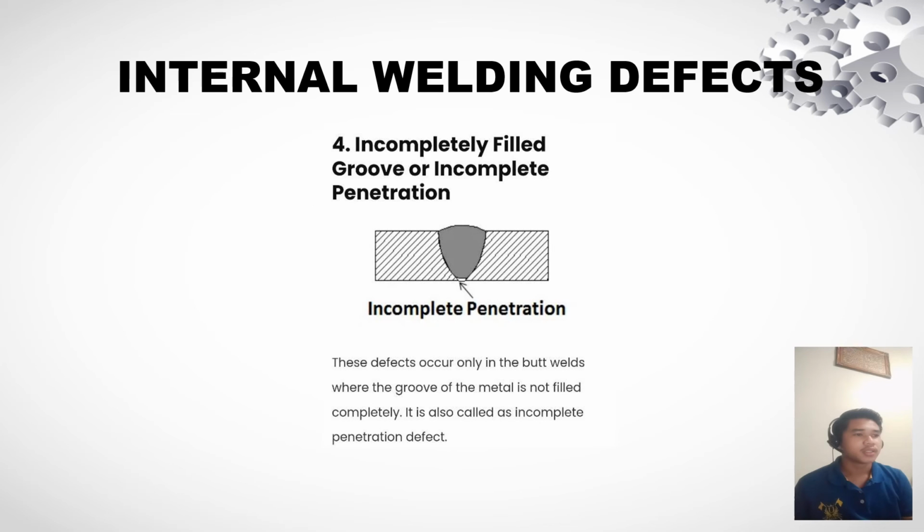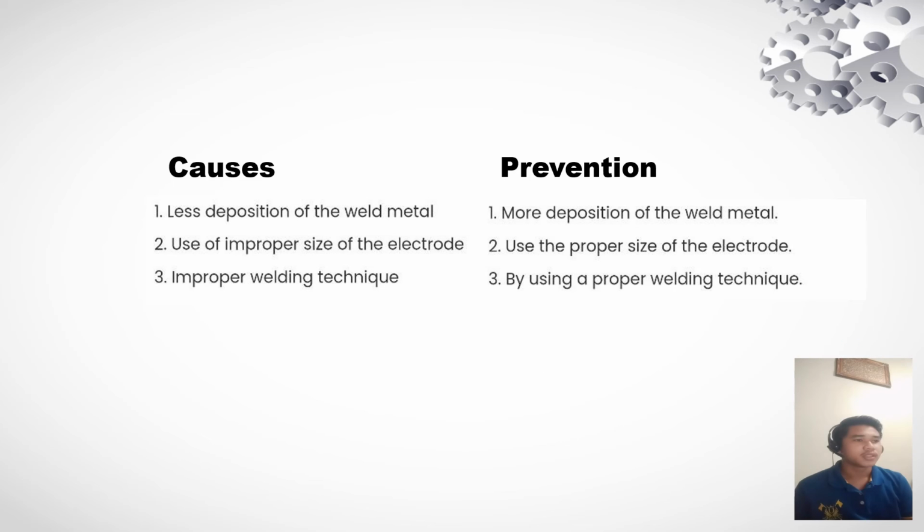Internal welding defect yang keempat, incompletely filled groove and incomplete penetration. This defect occurs only in the butt weld, where the groove of the metal is not filled completely. It is also called the incomplete penetration defect. Puncanya, less deposition of the weld metal and use of improper size of the electrode. Prevention: more deposition of the weld metal, and use the proper size of the electrode by using a proper welding technique.